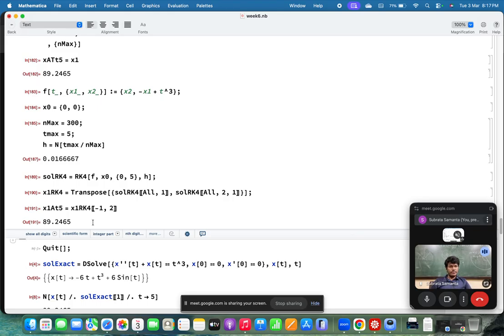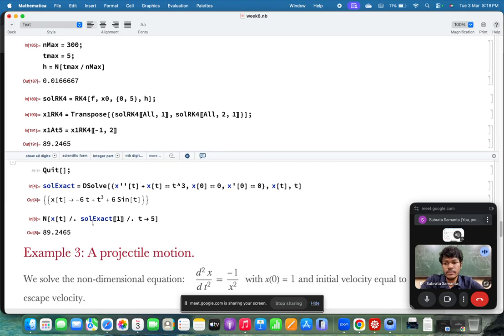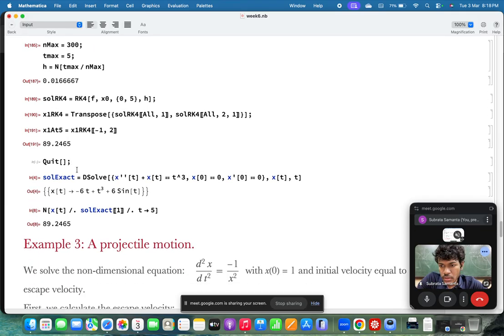You can also solve this in an analytical way. So I quit this, and now I solve this using DSolve. This is my second order equation. I put the equation x double prime t plus x t equals t cube, with the initial conditions x 0 equals 0 and x prime 0 equals 0, and I solve x t as a function of t. Since I call DSolve, this is an analytical solution, not numerical solving, so it returns the form of x t.